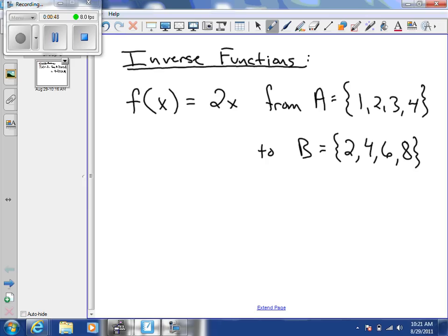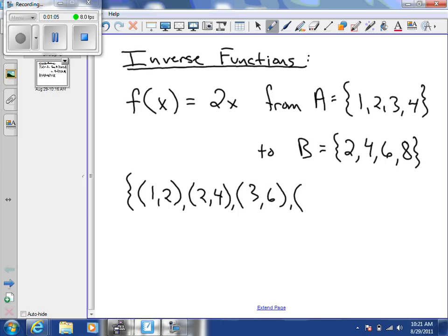So I can think of the function f of x as a set of ordered pairs. Those ordered pairs would be (1, 2), (2, 4), (3, 6), and (4, 8). So this, back from section 1.2, is a valid way of writing a function. That's the function f of x.